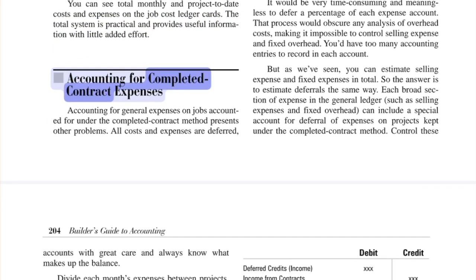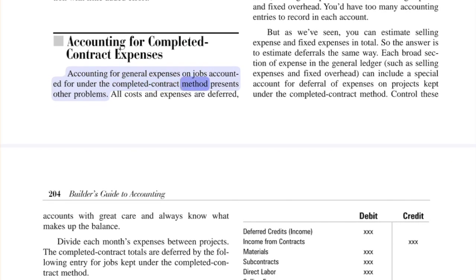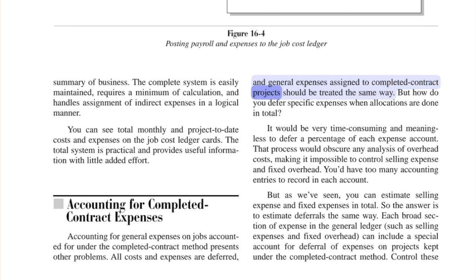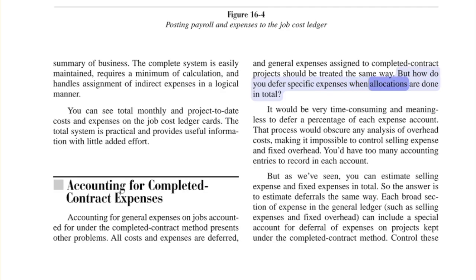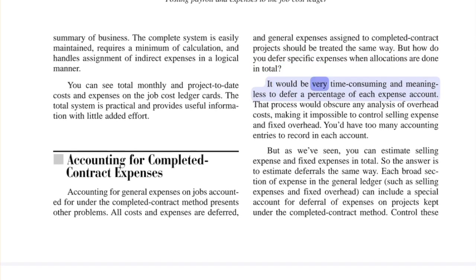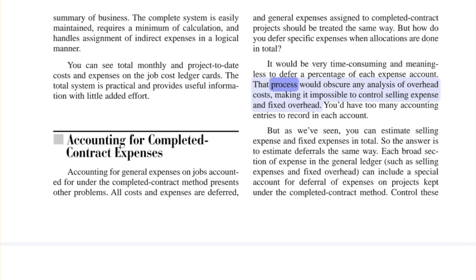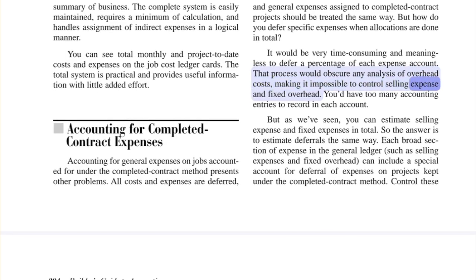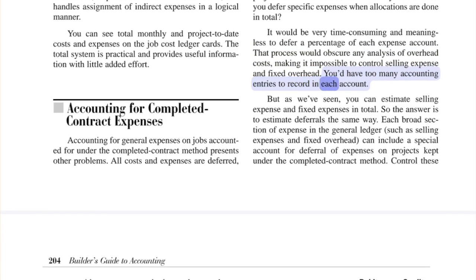Accounting for completed contract expenses. Accounting for general expenses on jobs accounted for under the completed contract method presents other problems. All costs and expenses are deferred, and general expenses assigned to completed contract projects should be treated the same way. But how do you defer specific expenses when allocations are done in total? It would be very time-consuming and meaningless to defer a percentage of each expense account. That process would obscure any analysis of overhead costs, making it impossible to control selling expense and fixed overhead. You'd have too many accounting entries to record in each account.